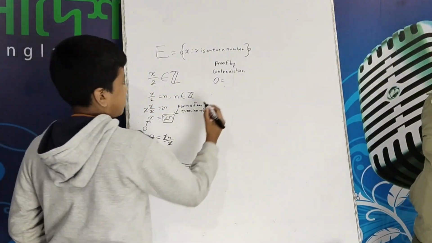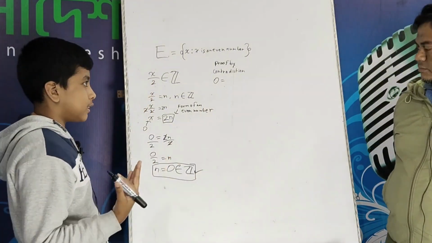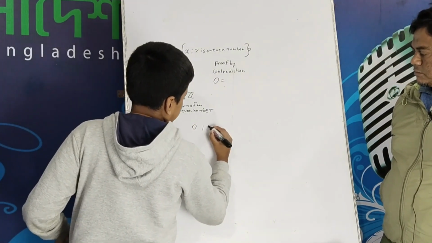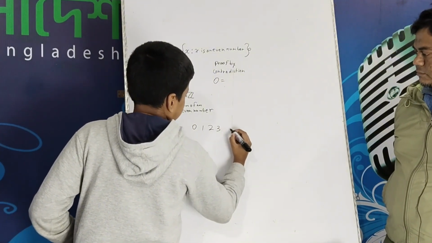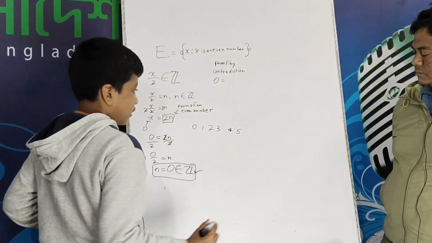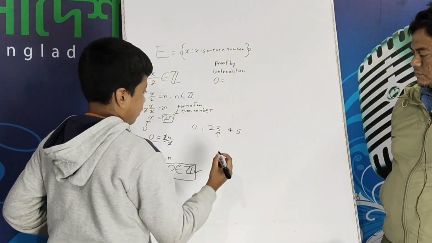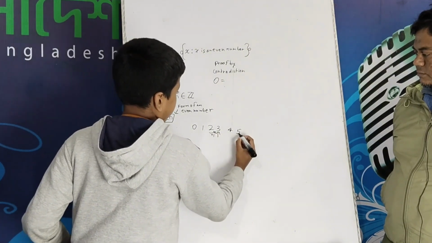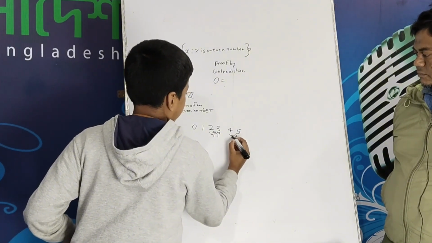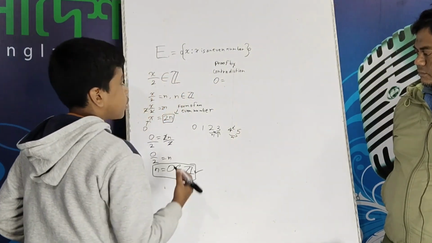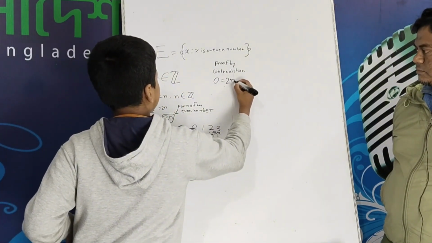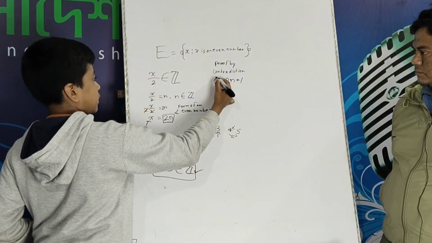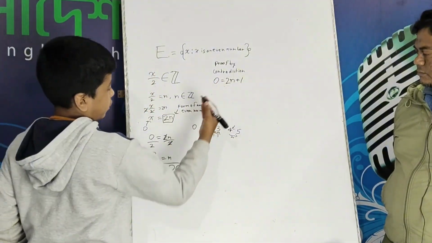So, what can it be? What is the form of an odd number? An odd number, you see, let's just write out some numbers. 0, 1, 2, 3, 4, 5. So, let's say 3. An odd number is always one more than an even number. For example, 5. 5 is one more than an even number, 4. So we can just say this as 2n plus 1, right? This is a form of an odd number, which means 0 should be an odd number according to this.